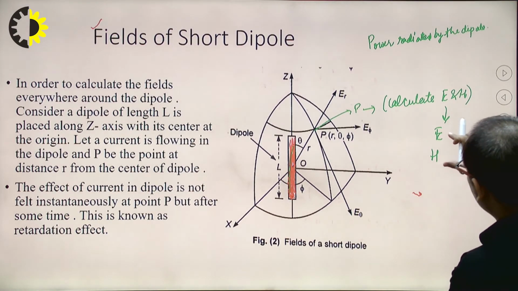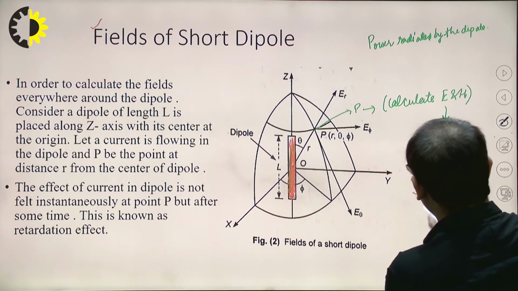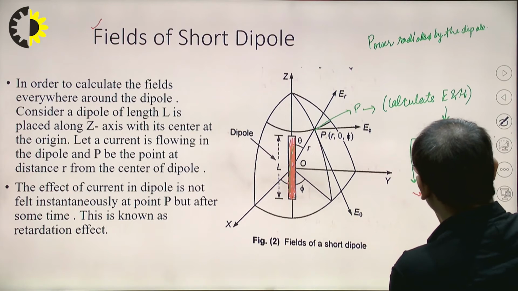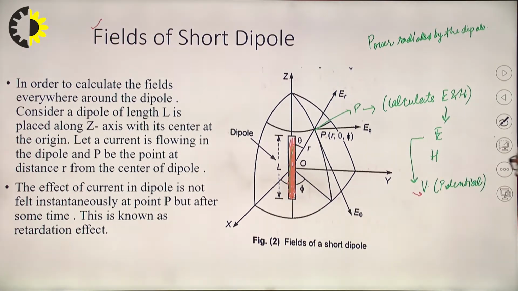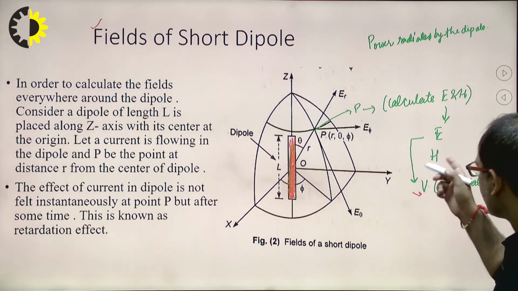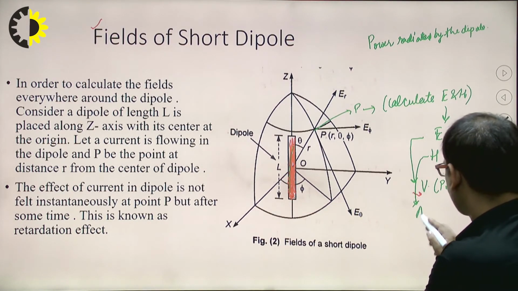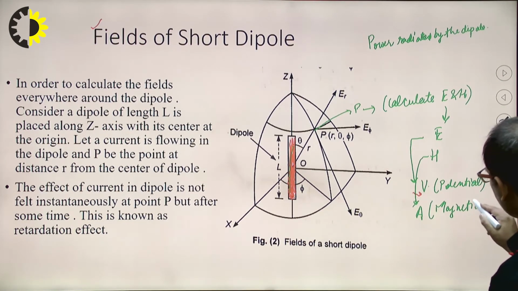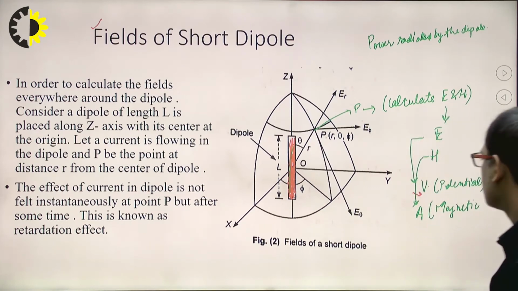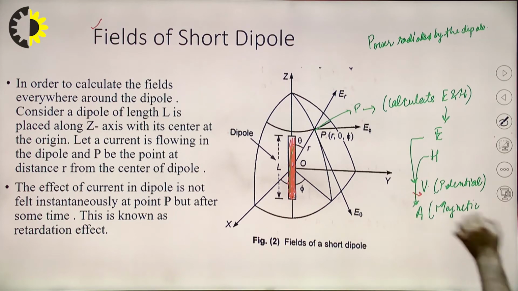Now see, for calculating the electric field and magnetic field, we need to know the scalar potential, that is, the potential produced by a dipole. Clear? And for calculating the H field, the magnetic field, we should know about the magnetic vector potential, which is also produced by this dipole. So we should first know the V potential, the scalar potential, and the A vector. Clear?